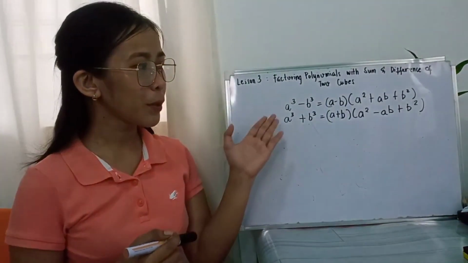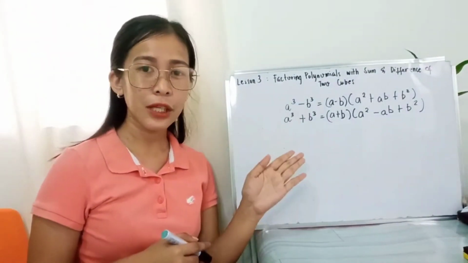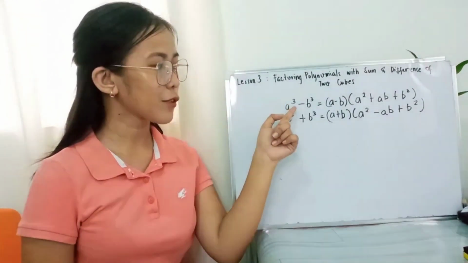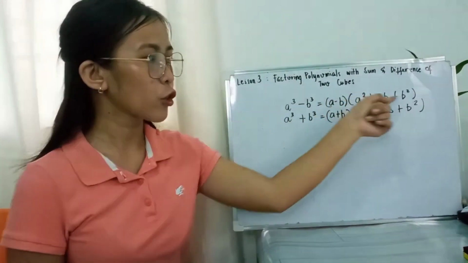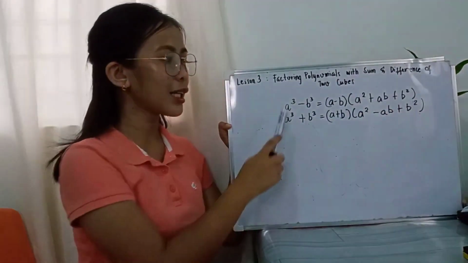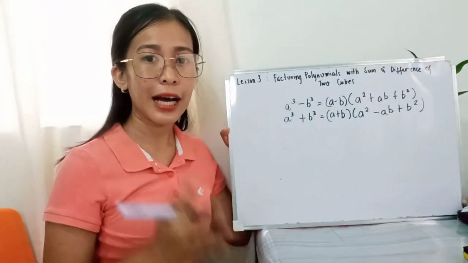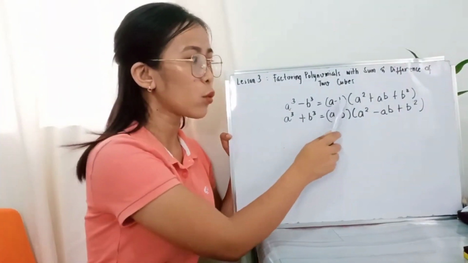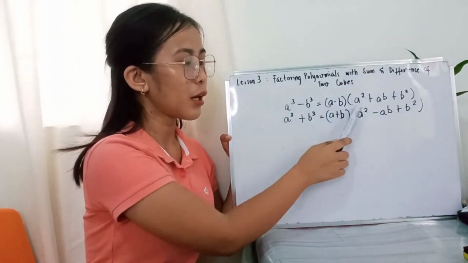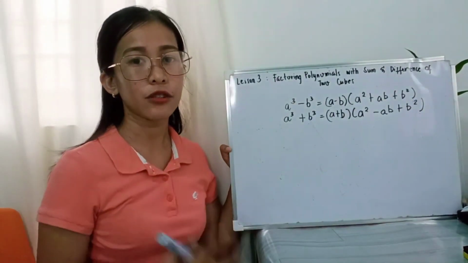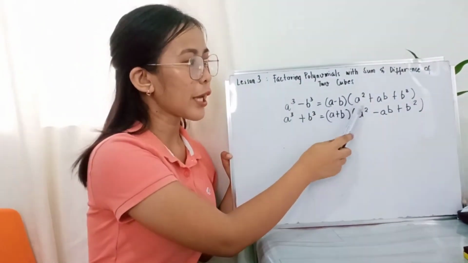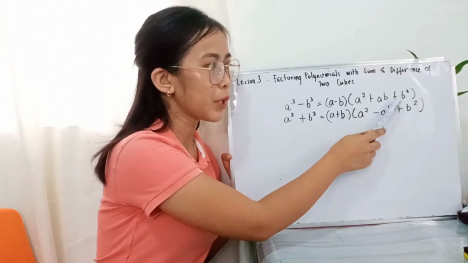Alright? And then, ito yung pinaka-pattern. Ibibigay ko na ito sa inyo para hindi na tayo malito mamaya. So, ang pattern ng ating difference of two cubes, ito yung pinaka-factored form. Definitely, ganito yung magiging itsura nung kailangan nating i-factor, at kailangan nating makuha itong binomial and the trinomial na factored form. So, we have a minus b times a squared plus ab plus b squared.